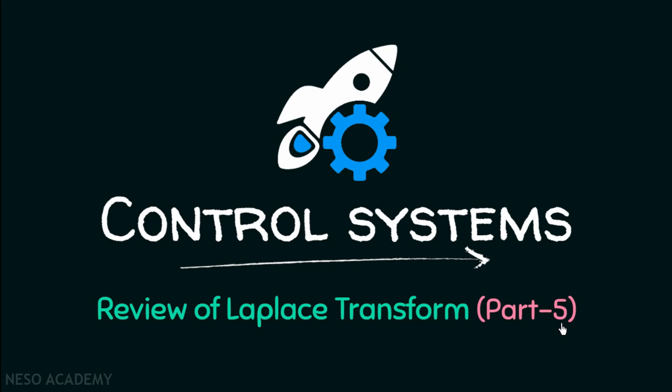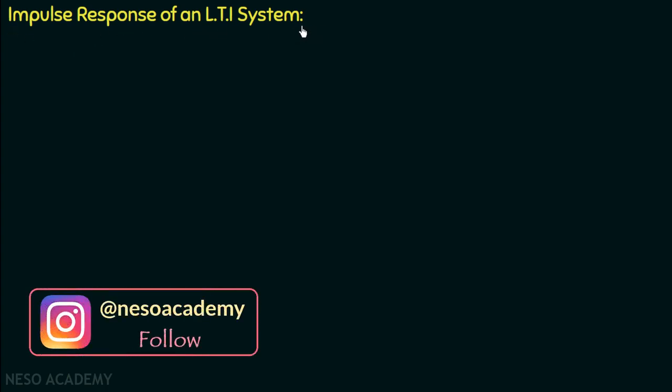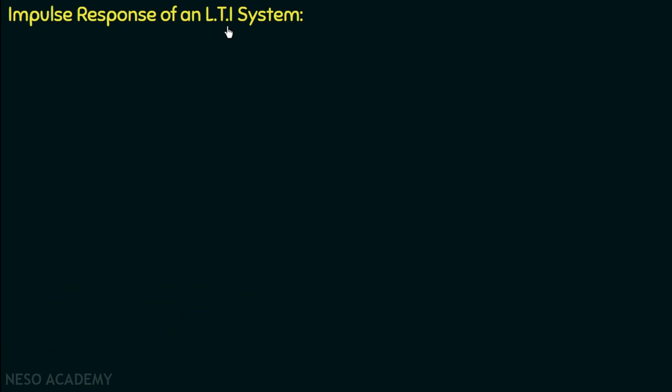So let's get started. Talking about the impulse response of an L.T.I system, firstly we will discuss what an L.T.I system is. An L.T.I system is a linear time invariant system. L.T.I is the abbreviation for linear time invariant. And that's why we can say an L.T.I system is a combination of both linear and time invariant systems. We will discuss some more points regarding L.T.I systems in the upcoming sections of this course.